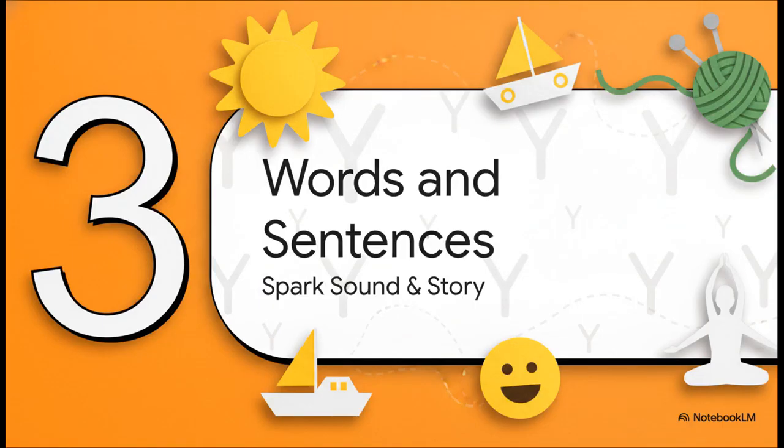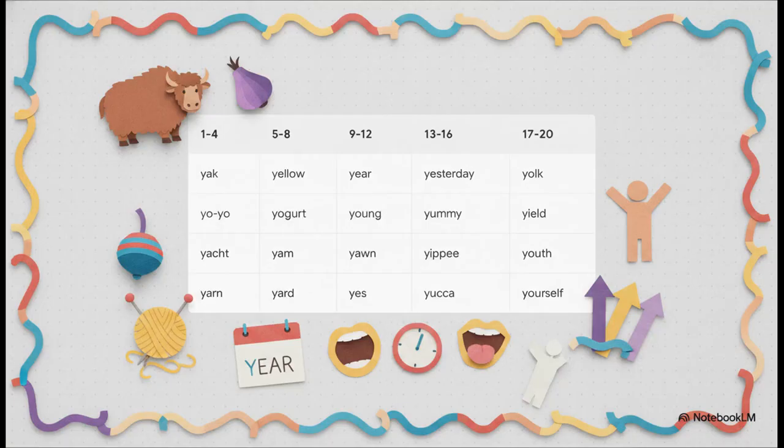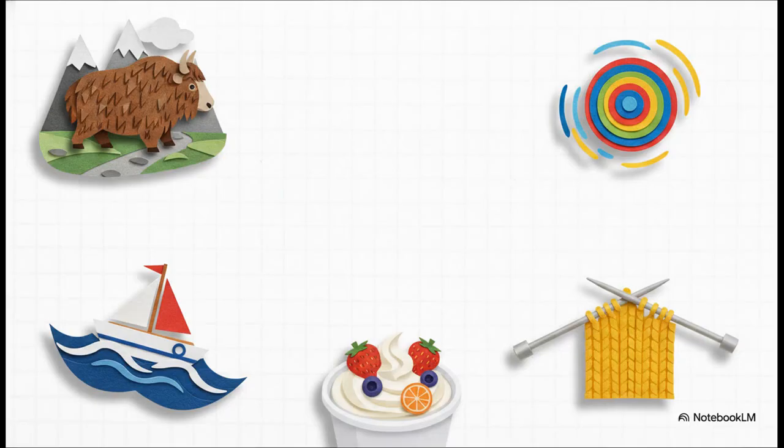Section 3, featured words and sentences. Having mastered that isolated sound, we seamlessly move into vocabulary building. The curriculum provides a really comprehensive grid of 20 featured Y words, meticulously designed to scale in difficulty. You start with simple, easily identifiable objects like yak, yo-yo, yam, and yarn. But as we guide students through this list, it expands into concepts of time like year and yesterday, expressive words like yummy, yawn, and yippee, and finally multisyllable, abstract concepts like yourself and youth. It's a brilliant progression.